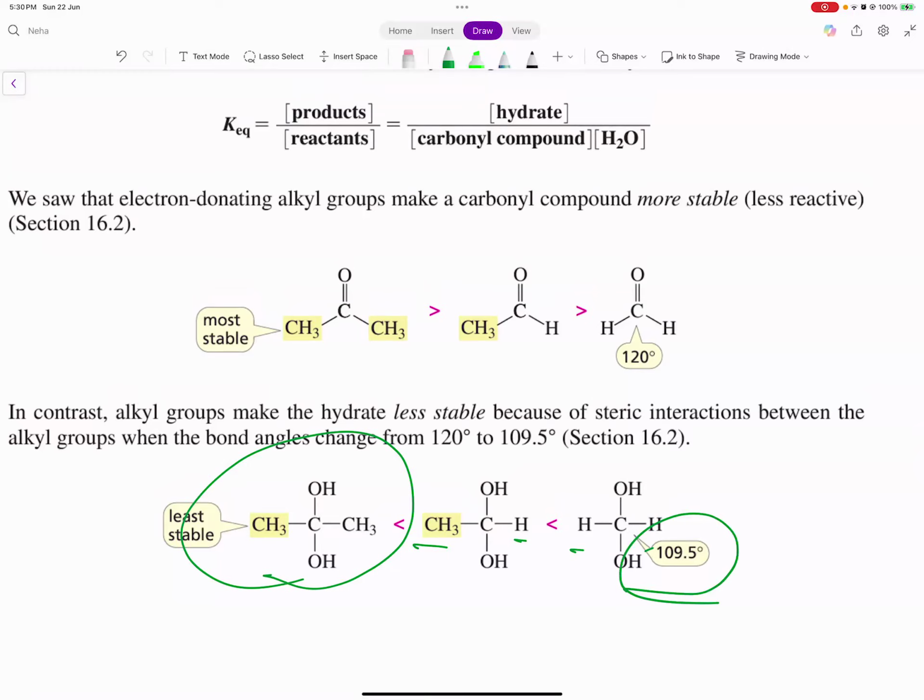Same thing. Bond angles have gone from 120 degrees to 109.5 degrees, right? So repulsion is most in the case of the ketone, right? In the first. Yes, sir, I got it.